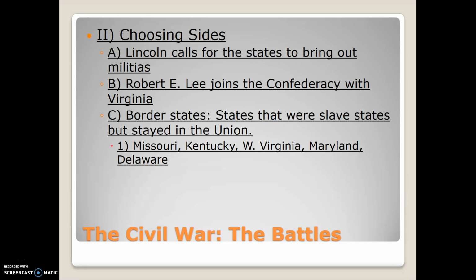At first, we begin by choosing sides. Lincoln calls the various states out to bring out the militia to begin to create his army. Robert E. Lee, one of the best generals that the Union had, joins the Confederacy when Virginia leaves. And we end up with these border states, or slave states, that stay in the Union, which are Missouri, Kentucky, West Virginia, Maryland, and Delaware.